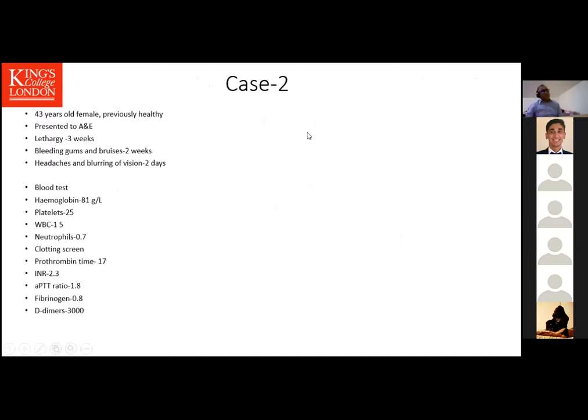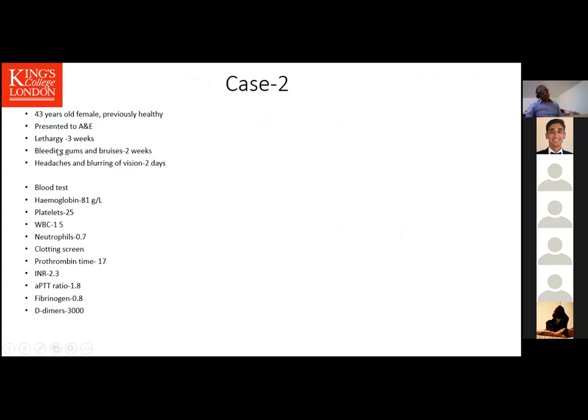Now let's talk about case 2. There's a 43-year-old female, previously healthy, presented to A&E with lethargy for 3 weeks, bleeding gums and bruises for 2 weeks, and she's got headaches and blurring of vision for 2 days.